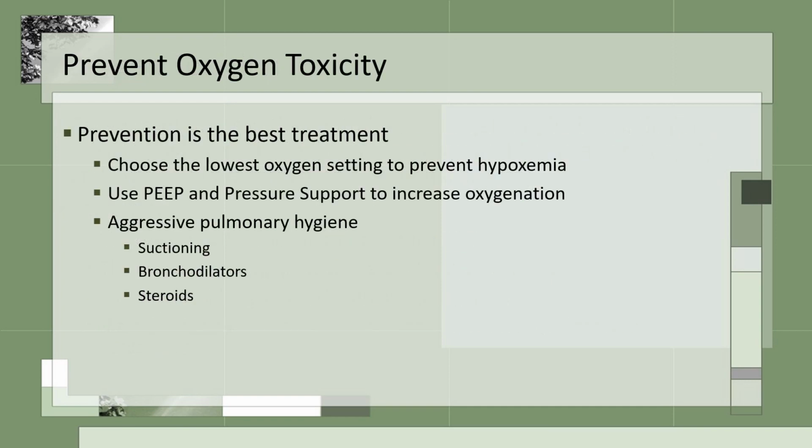So the best thing to do is prevent oxygen toxicity, and this can be done by choosing the lowest oxygen setting to prevent hypoxemia, using PEEP and pressure support to increase oxygenation, and using aggressive pulmonary hygiene. This would include suctioning, bronchodilators, and steroids.